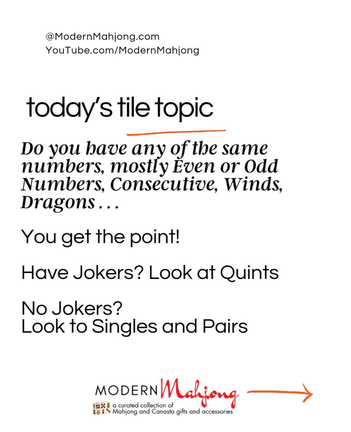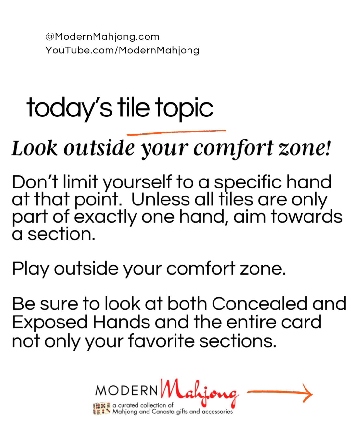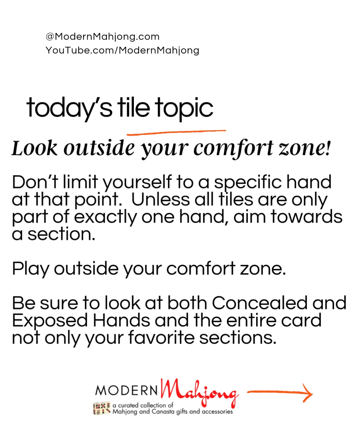If you don't have any jokers, hey, start with the singles and pairs hands. If you start picking in jokers or tiles that you need for those hands aren't working, you could always switch. There's an invisible line between every singles and pairs hand to another section on the card. Speaking of which, look outside your comfort zone.